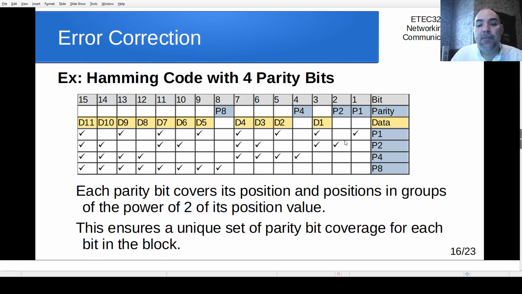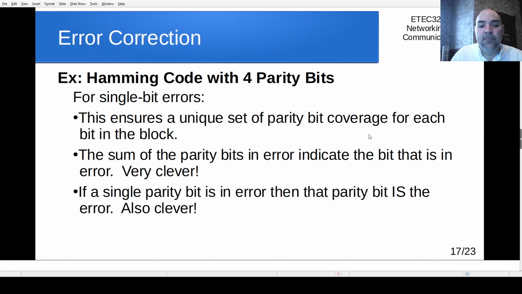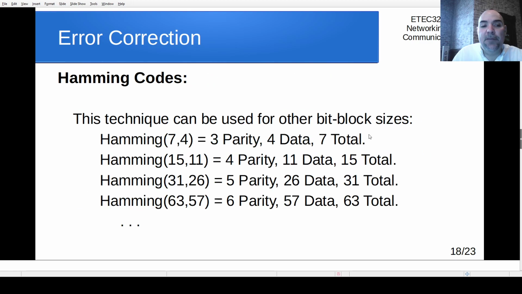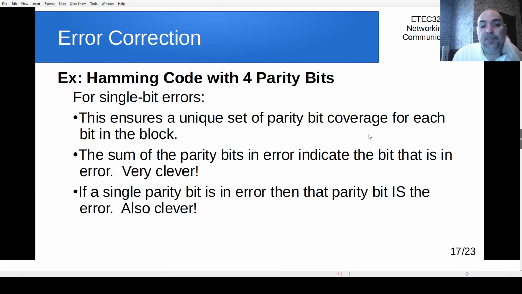So the parity bits themselves are covered by the parity calculation, and we can tell if they are the problem or not. All right, so if a single bit is an error, then that parity bit is the one. So we can fix the parity bits when they go wrong. We can fix any single data bit when it goes wrong, and it becomes very easy to fix those things on the fly.